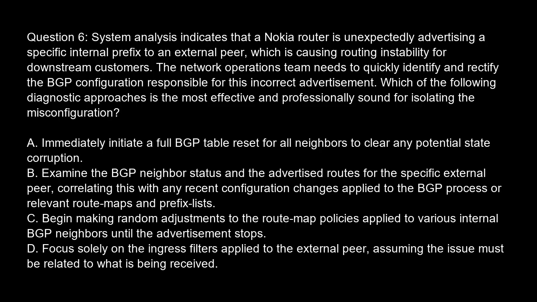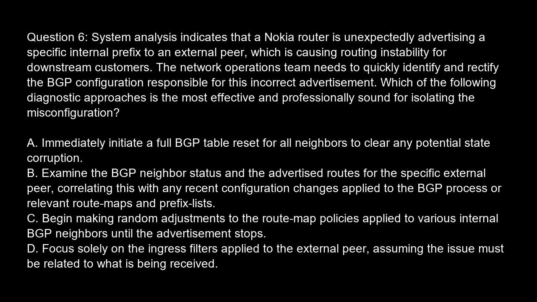The network operations team needs to quickly identify and rectify the BGP configuration responsible for this incorrect advertisement. Which of the following diagnostic approaches is the most effective and professionally sound for isolating the misconfiguration? Option A. Immediately initiate a full BGP table reset for all neighbors to clear any potential state corruption. Option B. Examine the BGP neighbor status and the advertised routes for the specific external peer, correlating this with any recent configuration changes applied to the BGP process or relevant route maps and prefix lists.